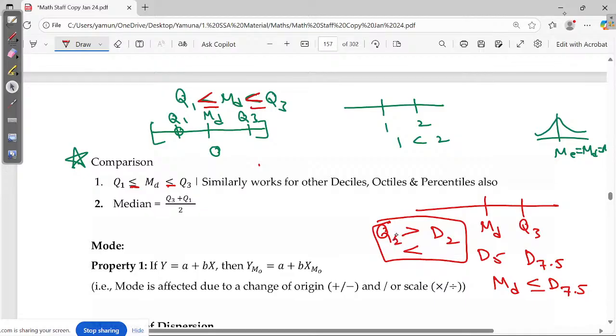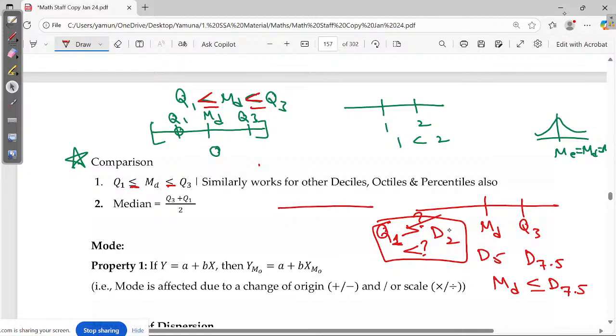Not Q2, sorry, Q1. Q1 means quartile 1. Which symbol? This symbol or this symbol? First symbol. How do you say? No, it cannot say equal, not in all situations.